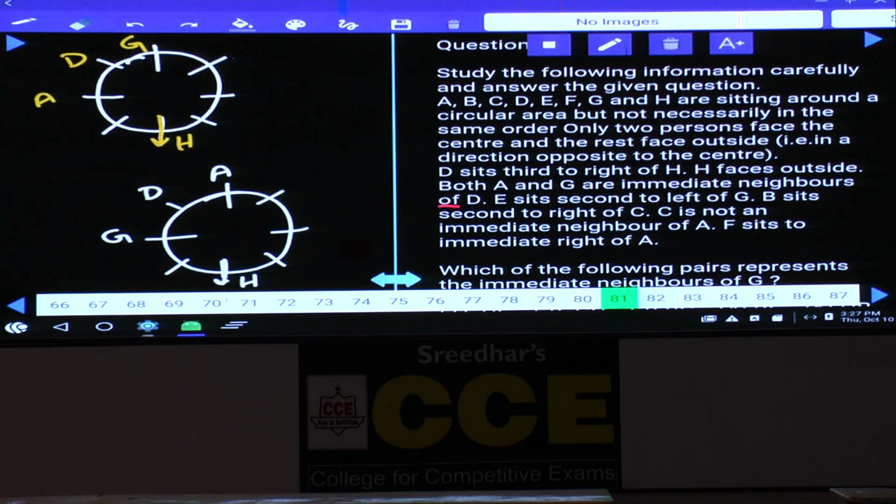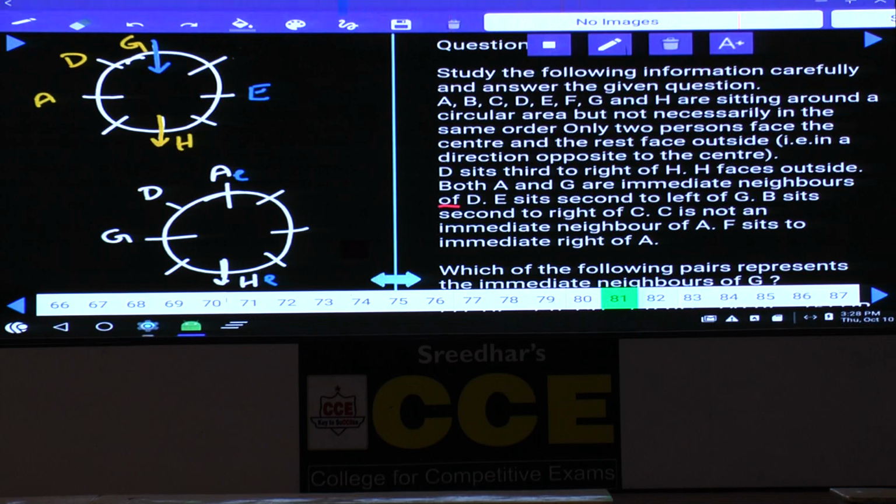As E is seated second to the left of G, in the first case E must be here. Then in that case G must be facing towards the center only, isn't it? Then in this second case, E sits second to the left of G is not possible, and C must be in the place of either A or H. Hence this is completely ruled out.